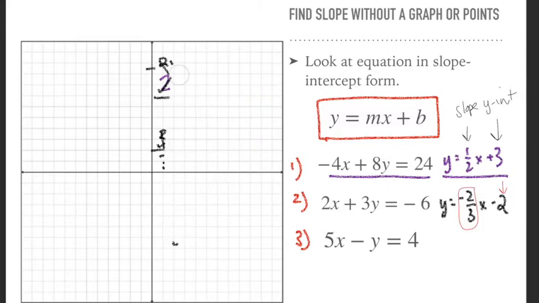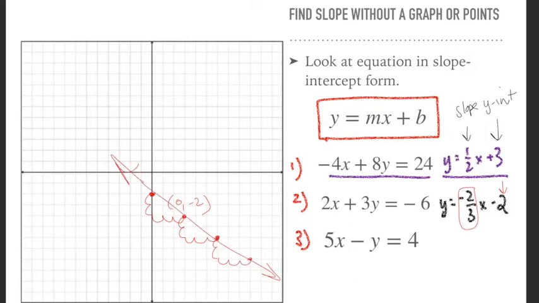So my slope is going to be -2/3 and my y-intercept is a -2. So I can check my work by first plotting my y-intercept and then using my slope. This is -2, so that means I'm going to go down instead of up 2 units and to the right 3. I'm going to graph the line.